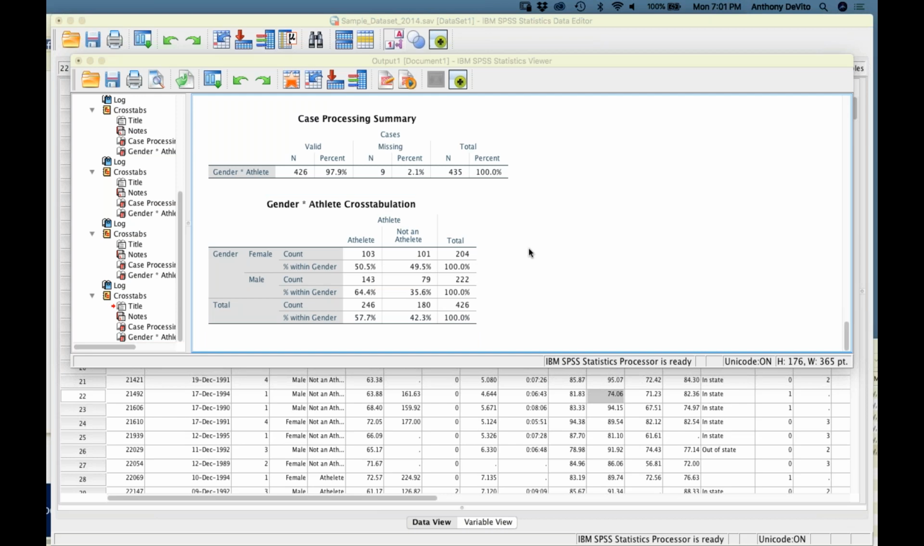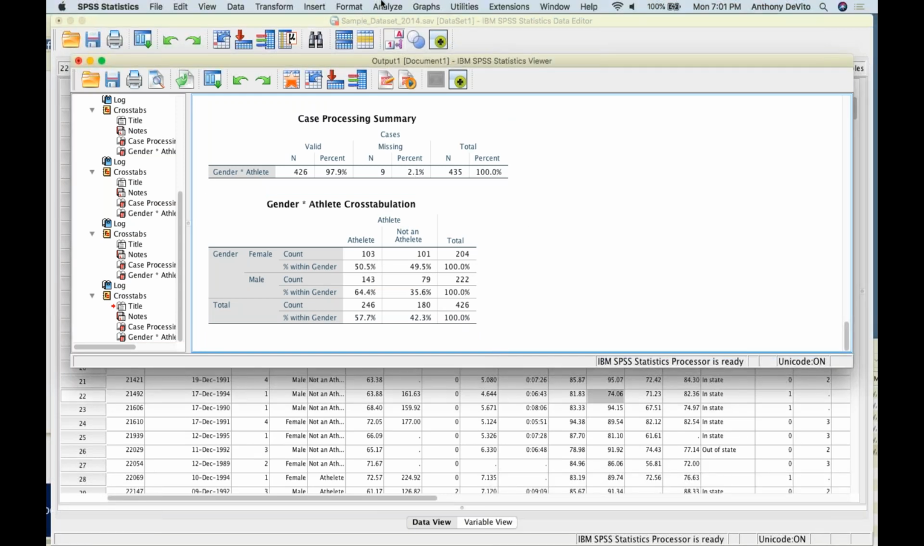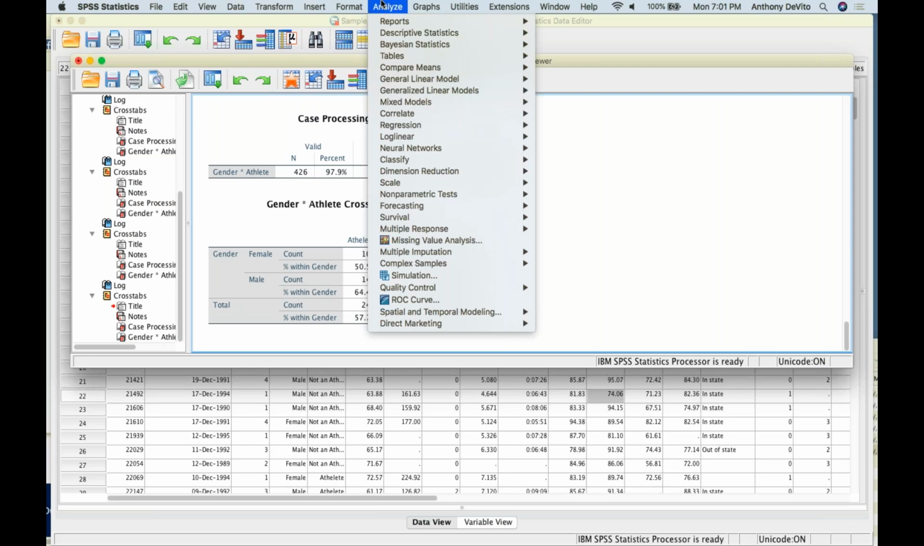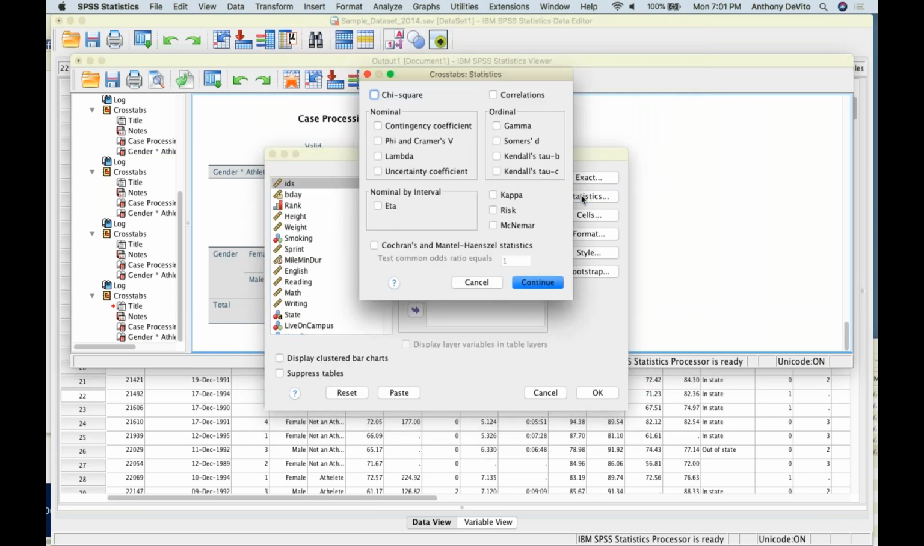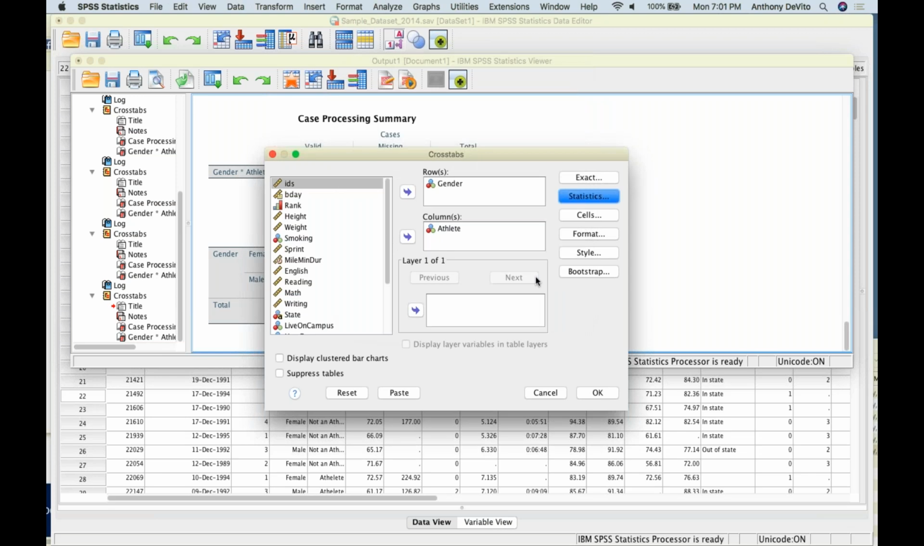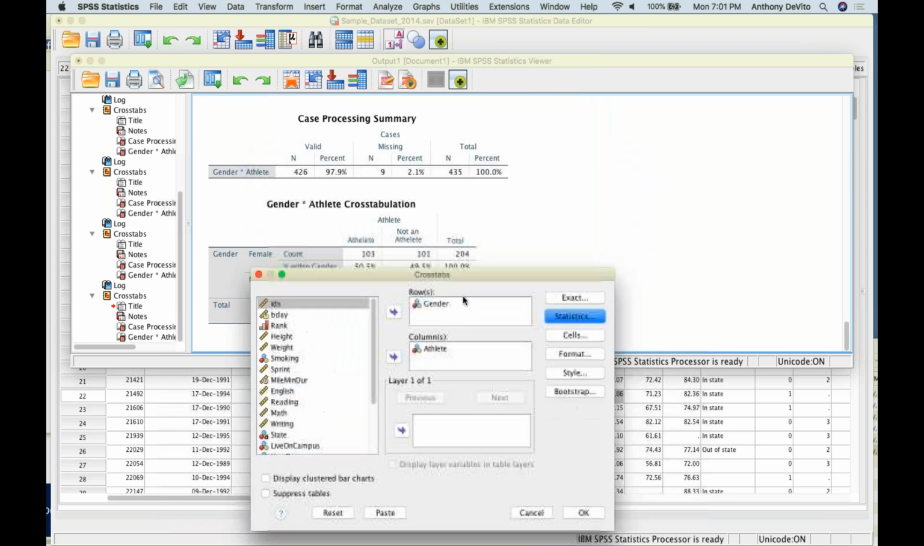We can move this data over to Excel. So I'm going to go up here and say Analyze, Descriptive Statistics, and Crosstabs. This time, I'm going to go into Statistics. I'm going to ask SPSS to calculate a chi-square value, and also to calculate risk for me as well. And again, keep in mind the chi-square value.